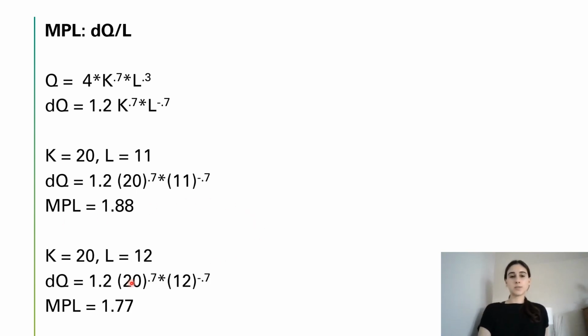Let's repeat this process when L is 12. Again, we use the same derivative equation, but instead of having L at 11, we plug in 12 for L. After the values are plugged in, we evaluate MPL to be 1.77. The interpretation is as follows. The 12th worker you hire will bring in 1.77 units of product.